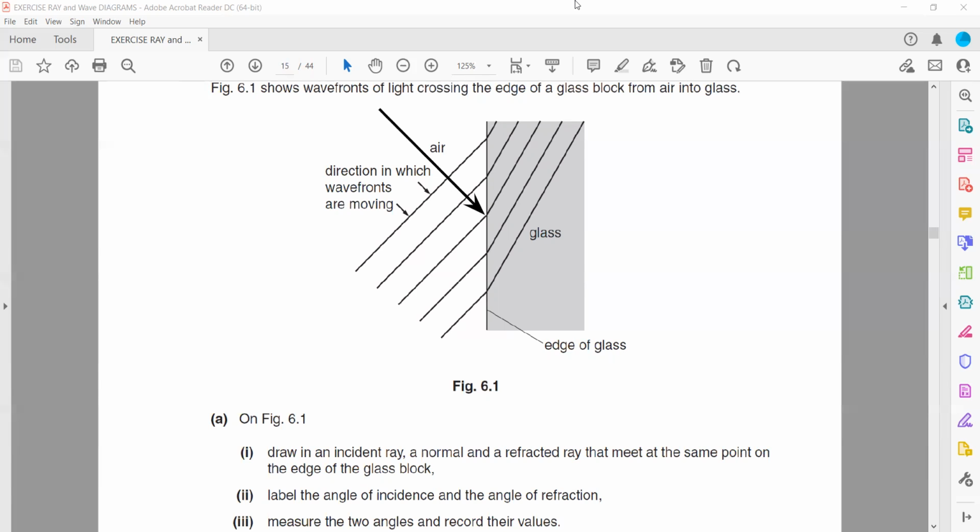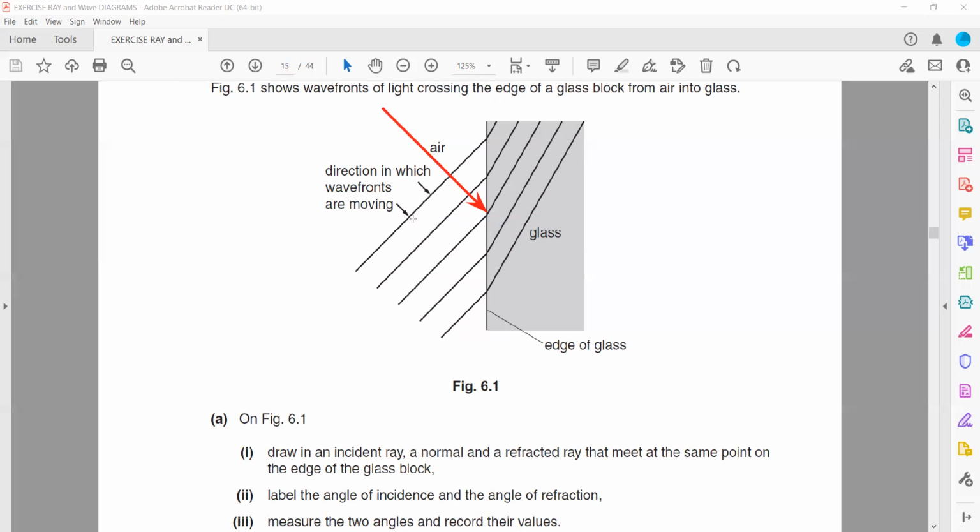And we have to show a point where all three can meet. So we'll draw a line which is perpendicular to the incident wavefront. The red line is perpendicular to the wavefront. That is the incident ray. Then the imaginary line which is perpendicular to the surface, we call that the normal. The one which is 90 degrees to the surface, that imaginary line is the normal.